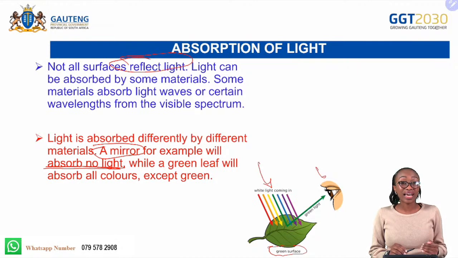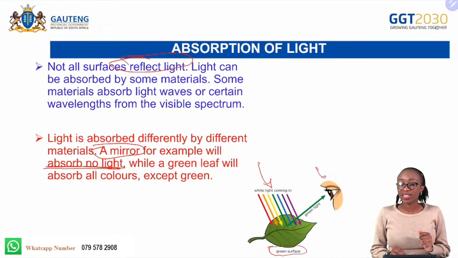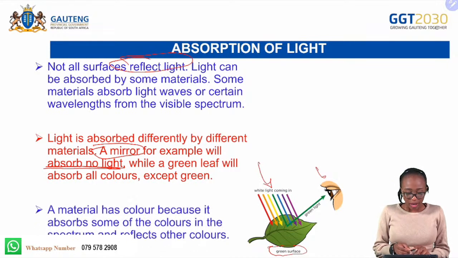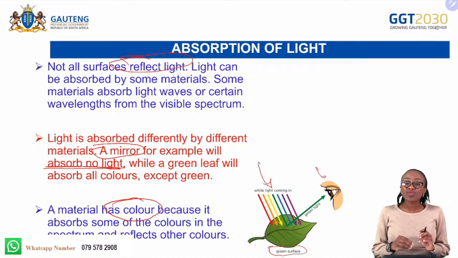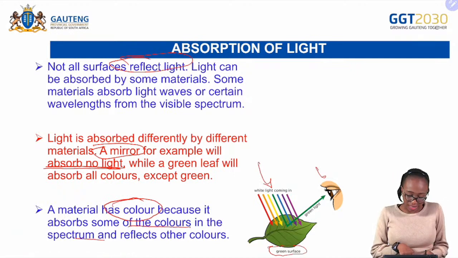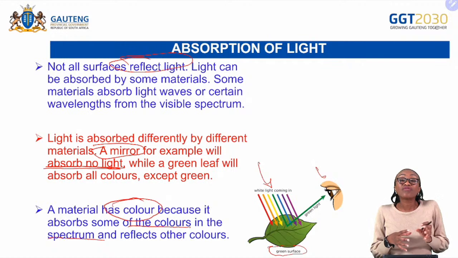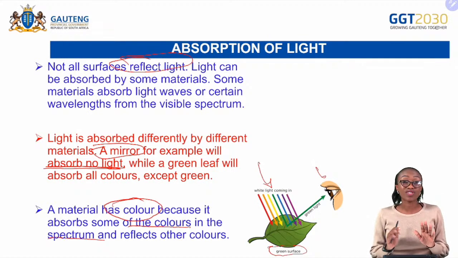You are able to see all the colors. But when you look at a green leaf, how many colors can you see? You can only see one, which is green, which means the other 6 have been absorbed by the surface or by the material. Okay, so a material has color because it absorbs some of the colors in the spectrum and reflects others. Look at the color of your school uniform now, if it's not black, of course.